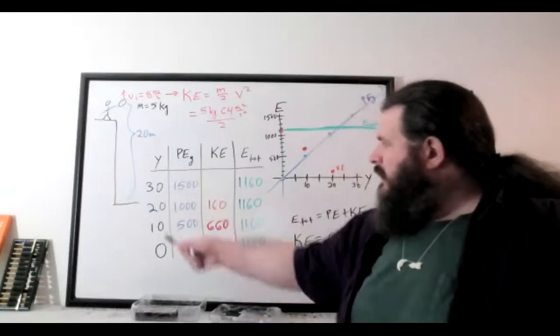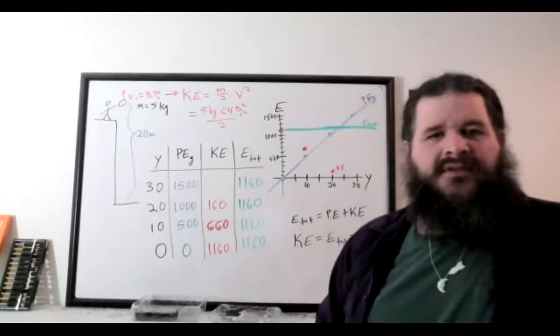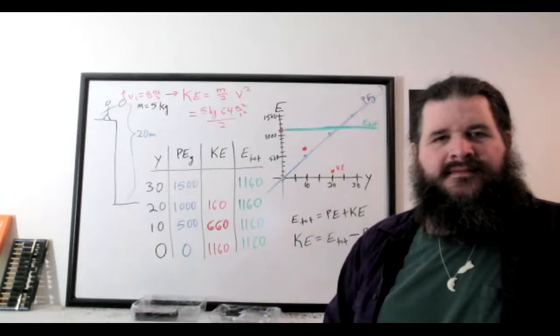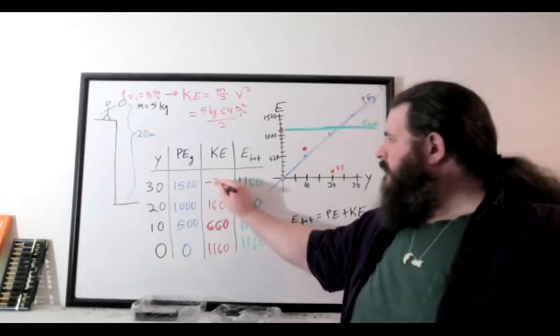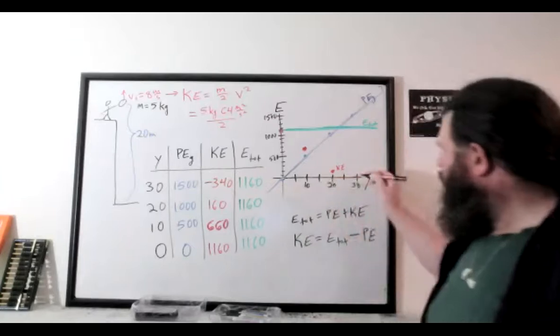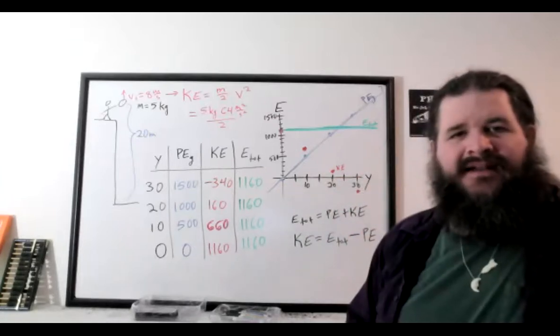And what about at 30? If we got potential energy 1500, total energy 1160, what would the kinetic energy be there? Negative 340. Yeah. And why is that a problem? Because kinetic energy can't be negative. Right. Kinetic energy cannot be negative.